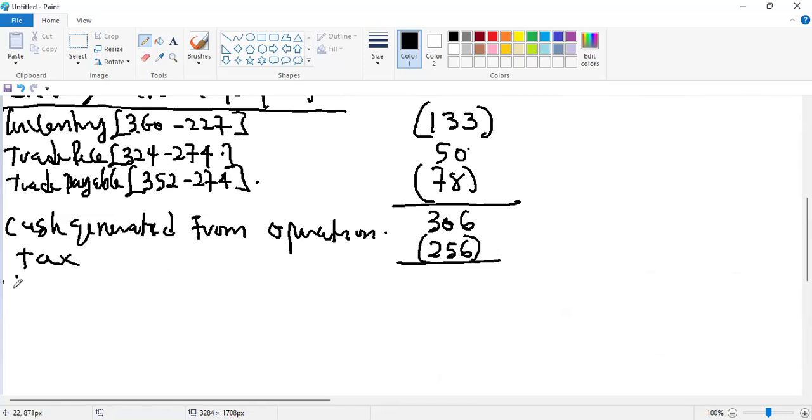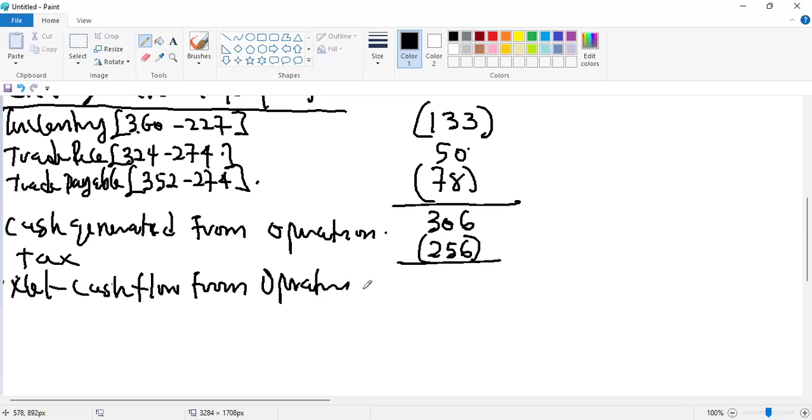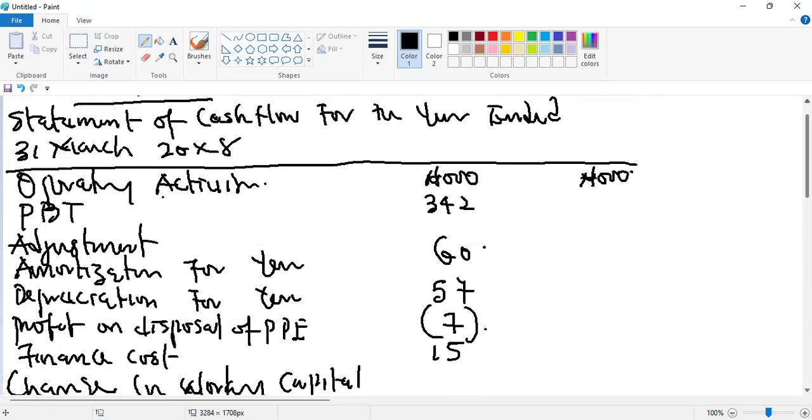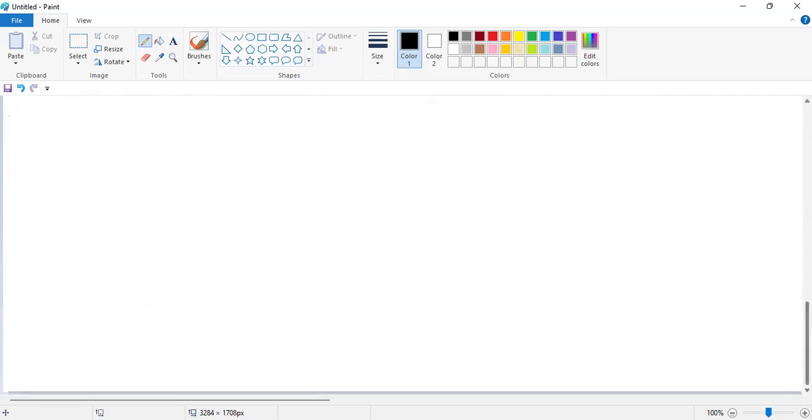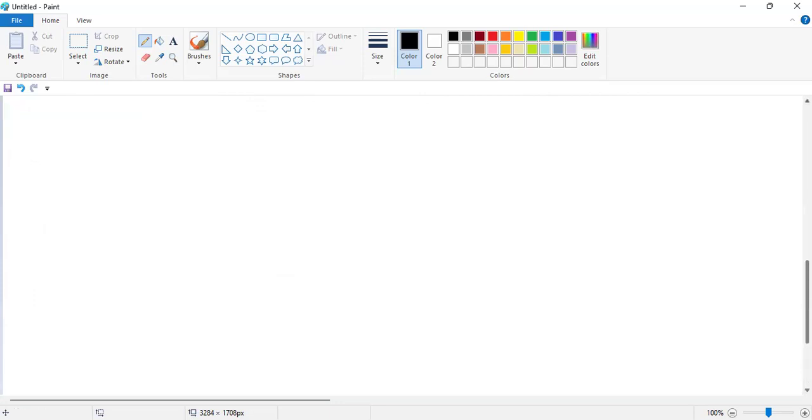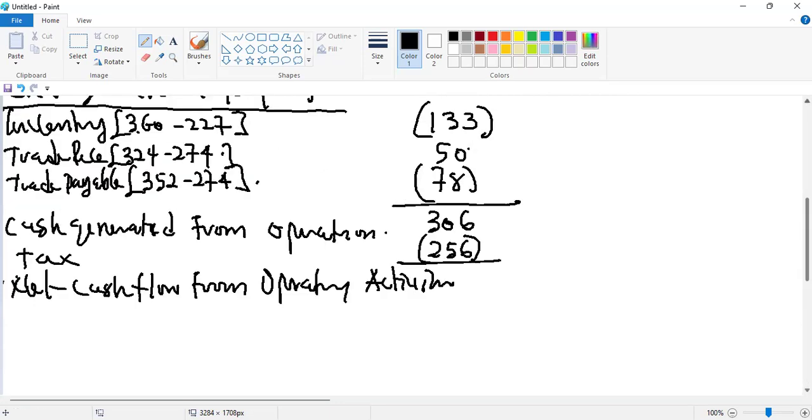This will now give me net cash flow from operating activities, which is how much? How much is that? 306 minus 256. I think that will give us 50.